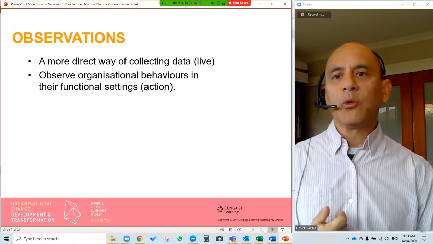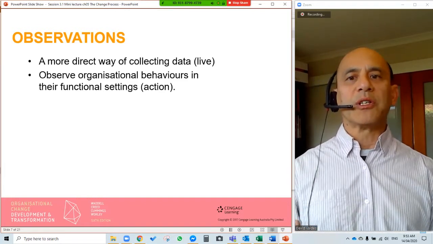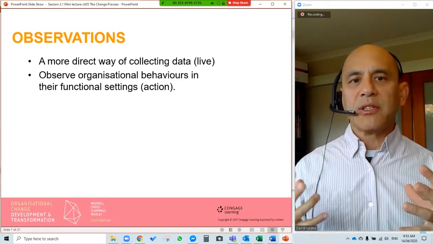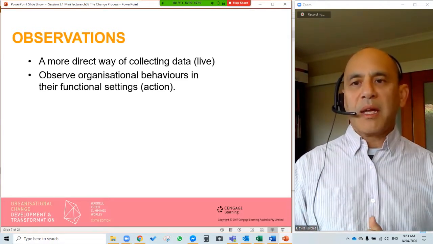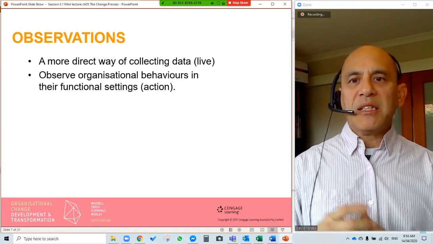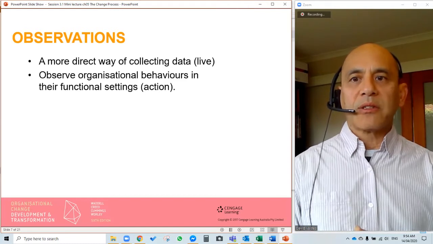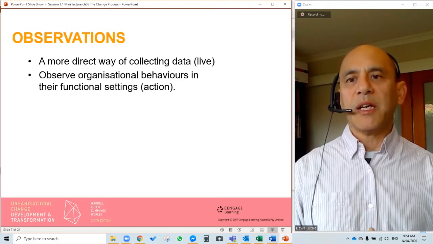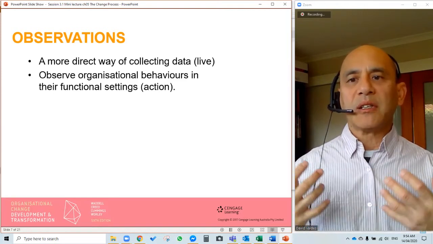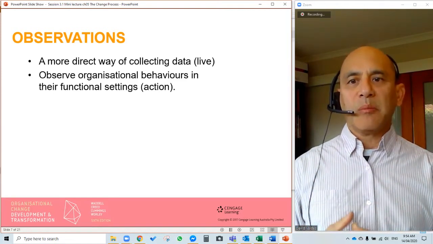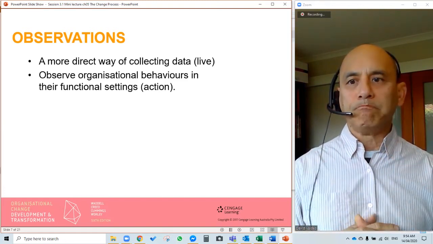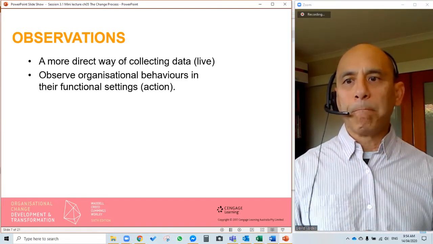So an OD consultant might actually visit the organization, and if he's trying to analyze the sales group, for example, he may actually go along with the salesperson in meeting with clients, and then figure out basically, is he doing the right thing, or is there something in the way he's working that can be improved. So a lot of that is based on observation.